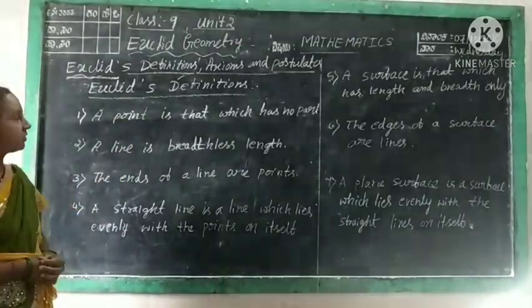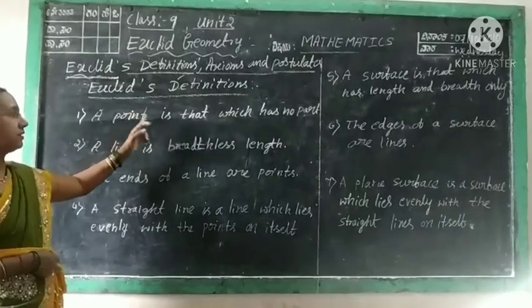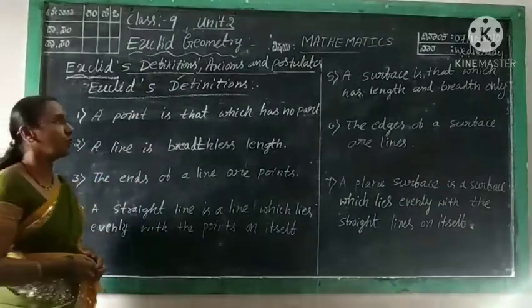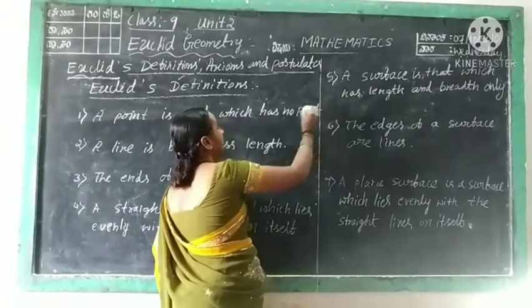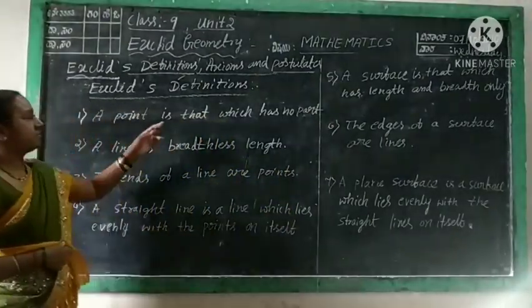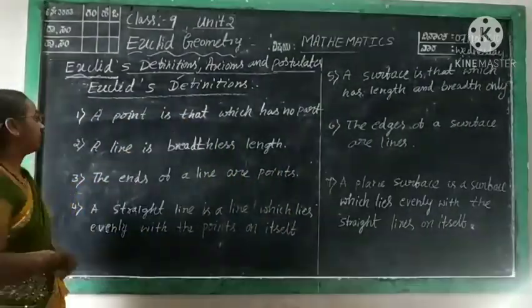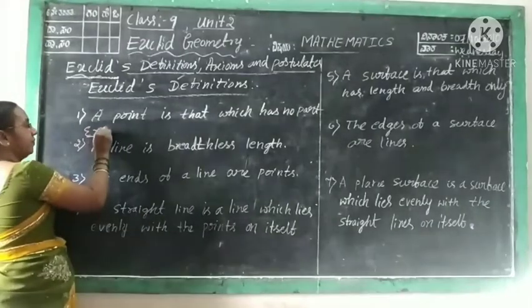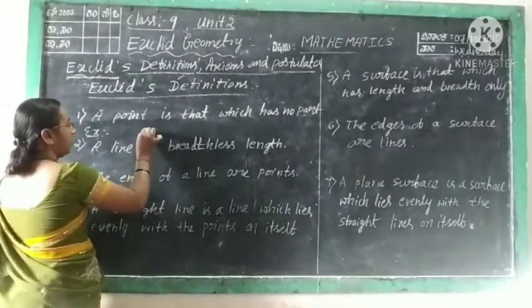The first definition is: a point is that which has no part. Example, there is a point A.